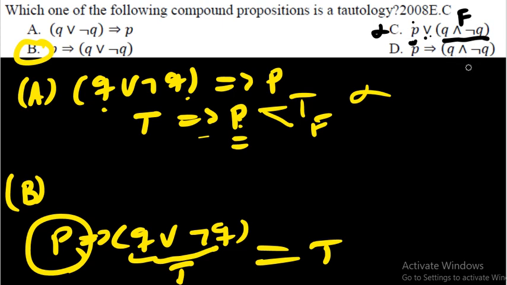In the same manner, the last one: Q and negation Q is false. So what will be P implies that? If P is true, it will be false. If P is false, it will be true. So still it is dependent on P. We cannot say it is always true without precondition. So necessarily the answer will be B.